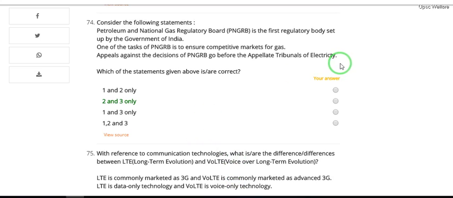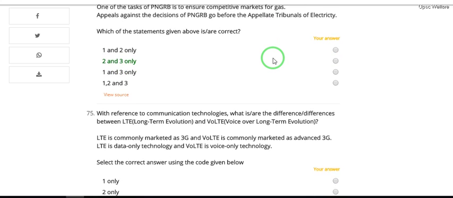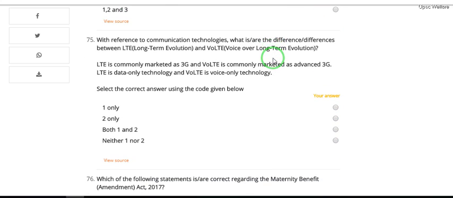Just the elimination method, you just have to remember, that's all. Only the first regulatory body is not PNGRB. So B will be the correct answer. 75, I still have confusion, but however, if I tell you, in my opinion here it will be the D answer. Why is it so?